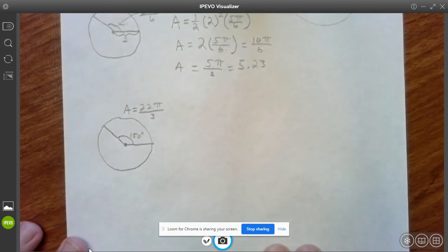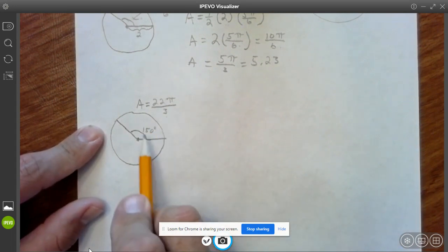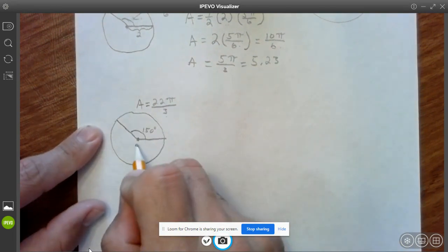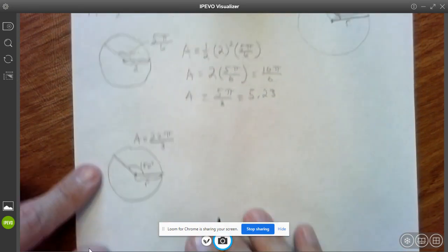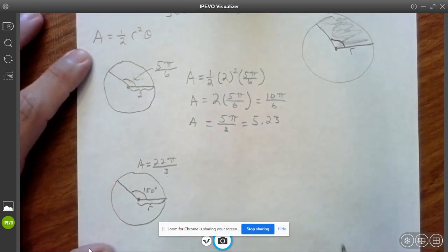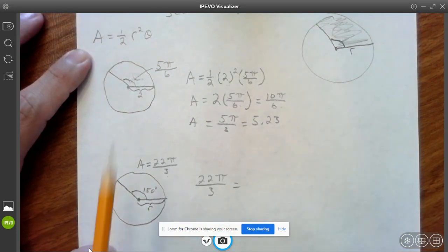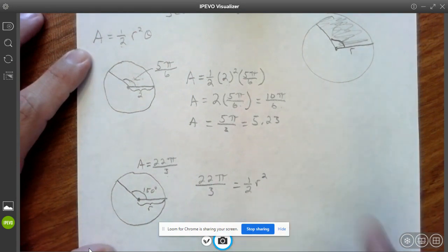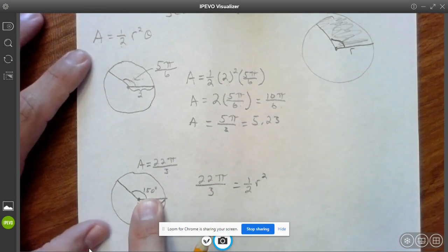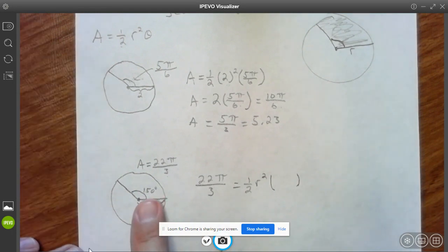All right, second example here. So they're telling us the area, and they're telling us the central angle. So here we're looking for the radius. We'll use our formula up there. A is equal to 22 pi over 3 equals 1/2 r squared, that's the part we don't know, and then theta is 150 degrees. I forgot, we're going to have to convert that.